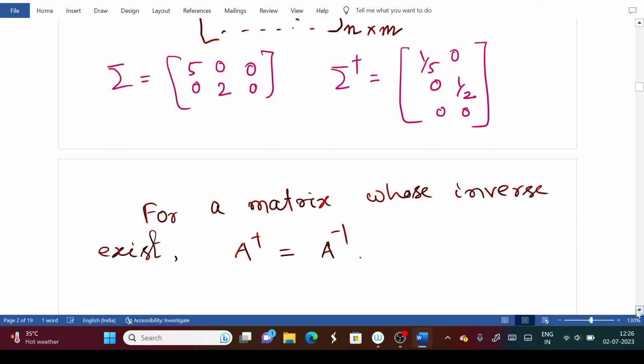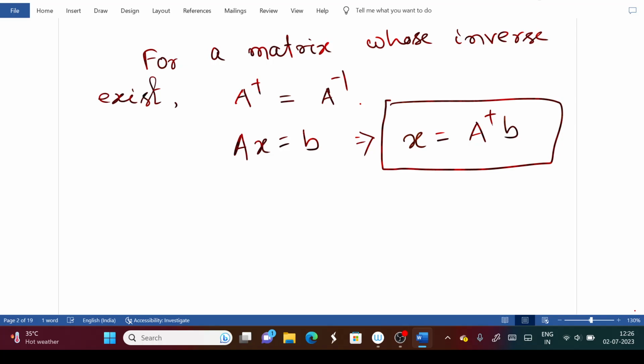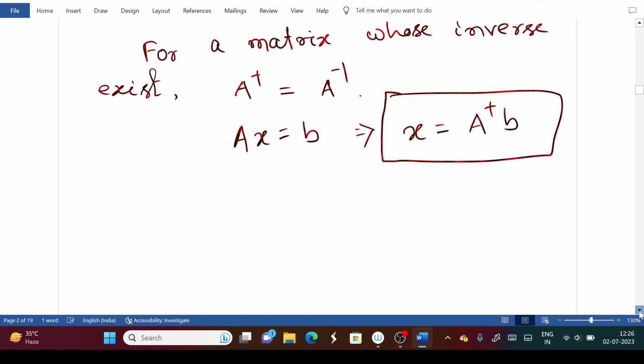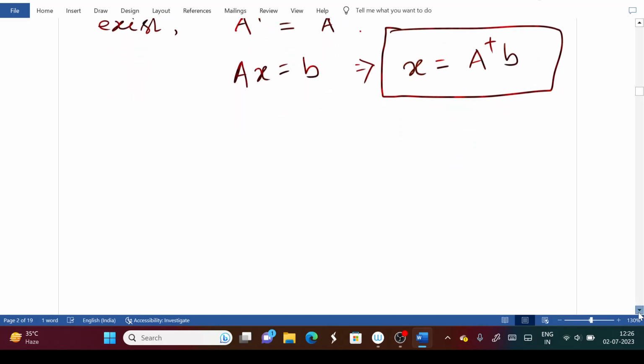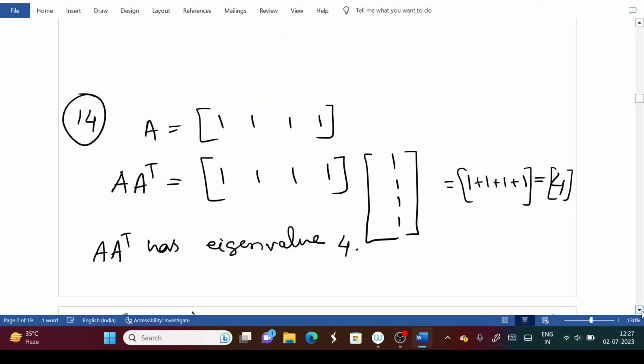Now using this pseudo inverse, suppose I have a system of equations AX is equal to B, whether it has a solution or not. From there, I can find x using the formula x equals A plus B. So using this formula directly, for any system of equations, whether it has a solution or not, we can find an approximate estimate of the solution using the pseudo-inverse concept.